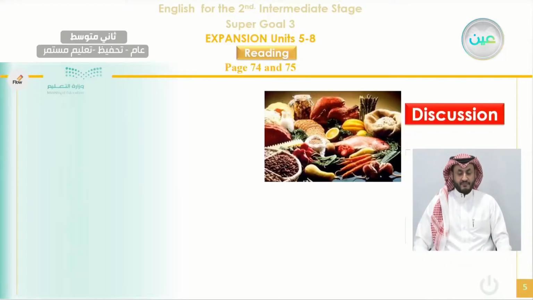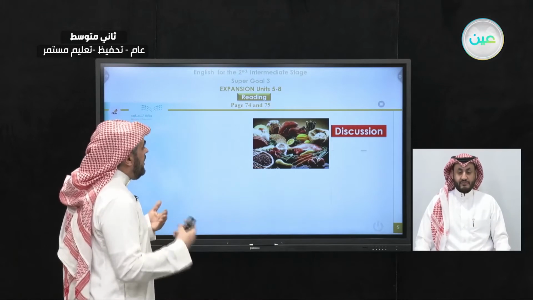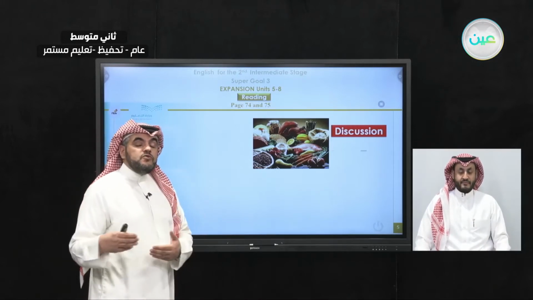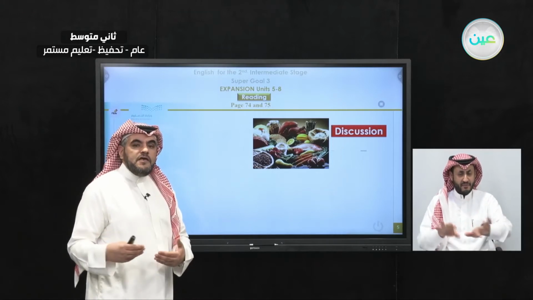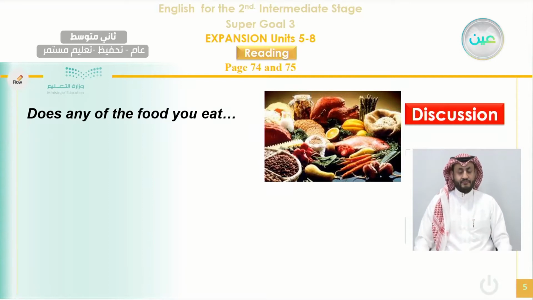Okay, look at this picture. What can you see here? These are different kinds of food. What can you see here? Different kinds of food, as we said, and the food is also divided into so many sections that are useful for our bodies. Okay, let's answer the following questions here.